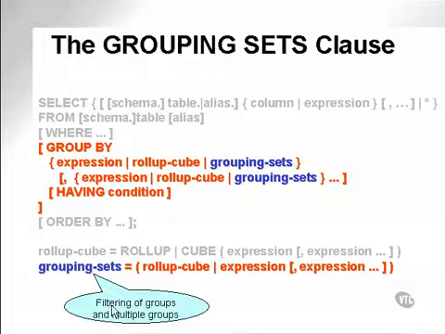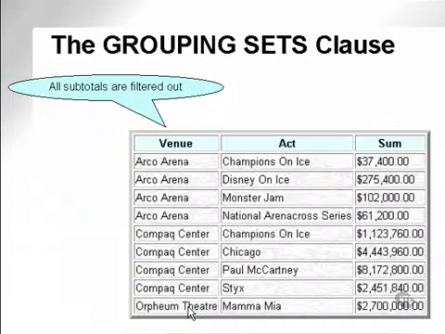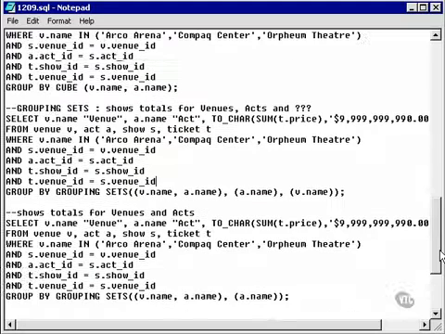Now let's take a look at the grouping sets clause. Here it says that grouping sets is used to filter groups and multiple groups. What does this mean? Again, we'll demonstrate by example. Take a look at this picture. In this picture, I've actually gone ahead and used the grouping sets clause to quite simply filter all the subtotals and totals out. How would we get to this result using grouping sets on a group by?